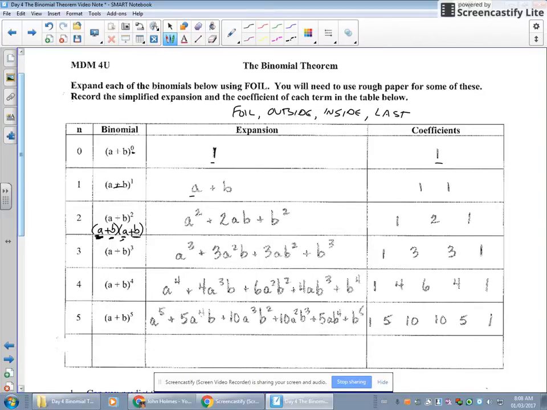a times b gives me ab. And then the inside two, b and a, is the same as ab. We can see that ab plus ab simplifies to 2ab. And then the last two would be b times b, or b squared. So what are the coefficients in front of this? In front of the a squared, it's implied that we have a 1. In front of the ab is a 2, and in front of the b squared, again, we don't write it, but it's implied that there's a 1. So our coefficients become 1, 2, and 1.